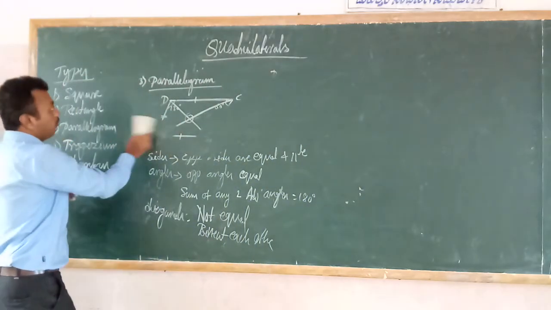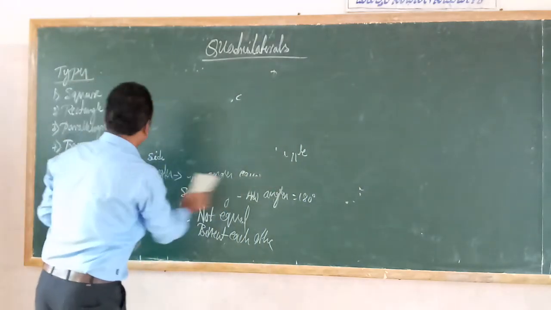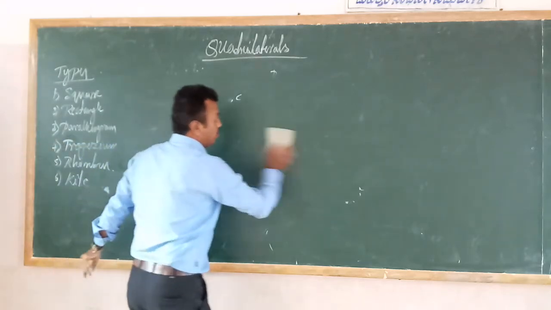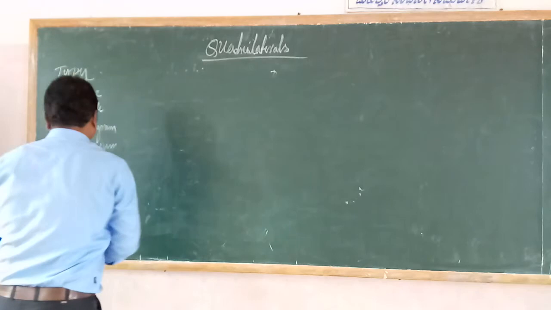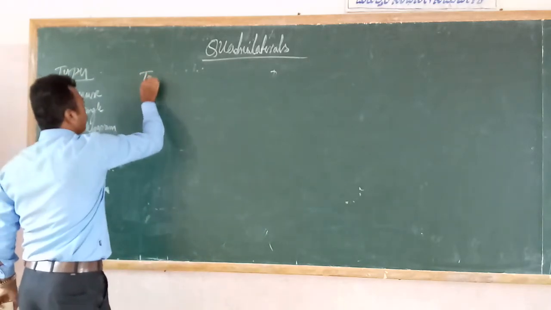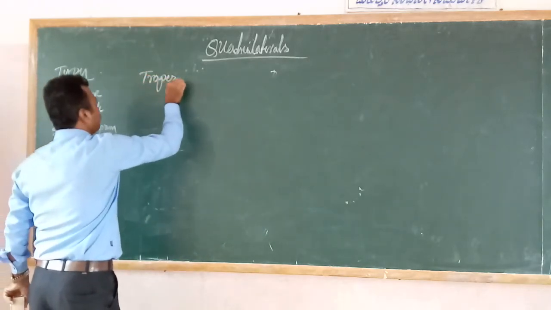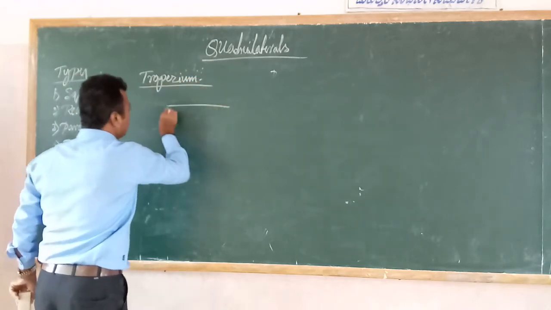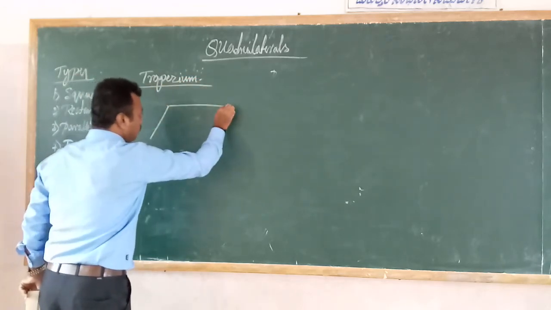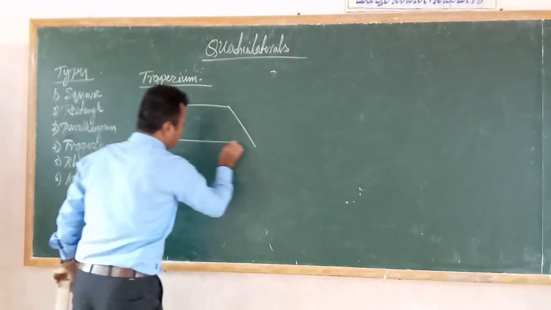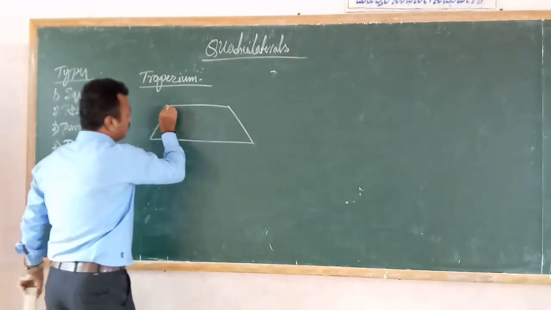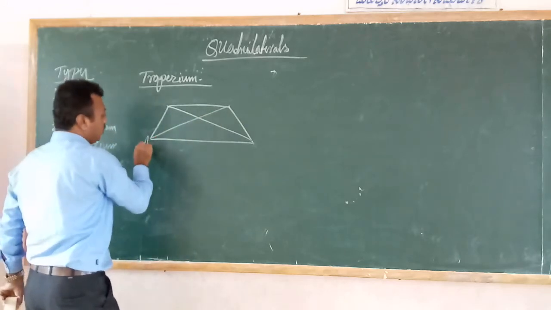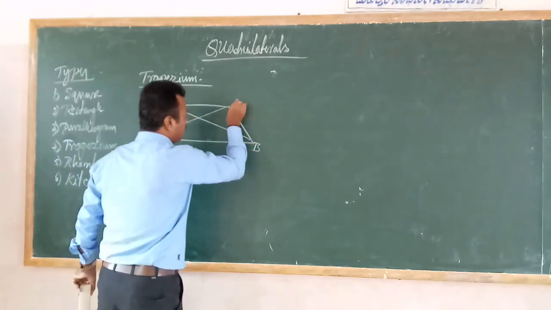Okay, have you understood the parallelogram properties? Yes. We'll go to the question. Next point, trapezium. See friends, so this is a trapezium. ABCD is one of the trapeziums.